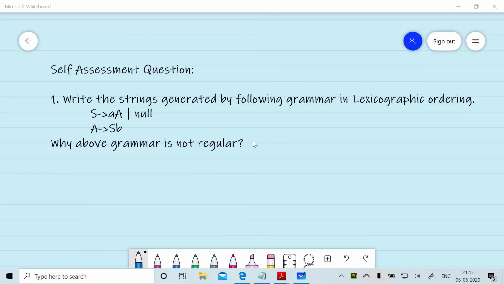As an exercise, write down the strings generated by the following grammar in lexicographic ordering and try to find out the reason that the above grammar is not a regular grammar.